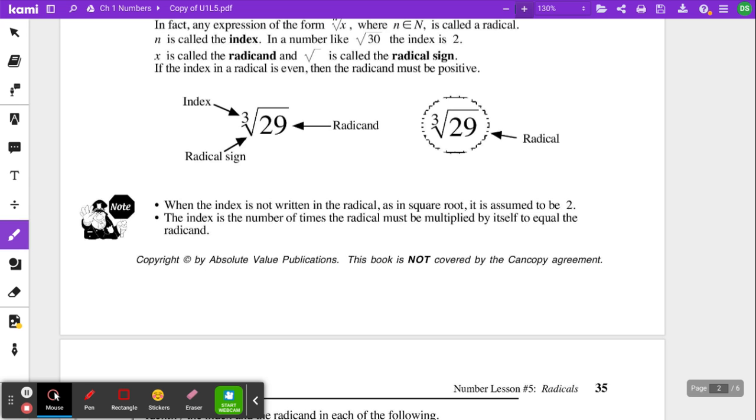Isaiah, this is called an index. That tells you which root you're looking for. This sign is called the radical sign. And the number under the radical sign is called the radicand. Radicand, with a D on the end of it.